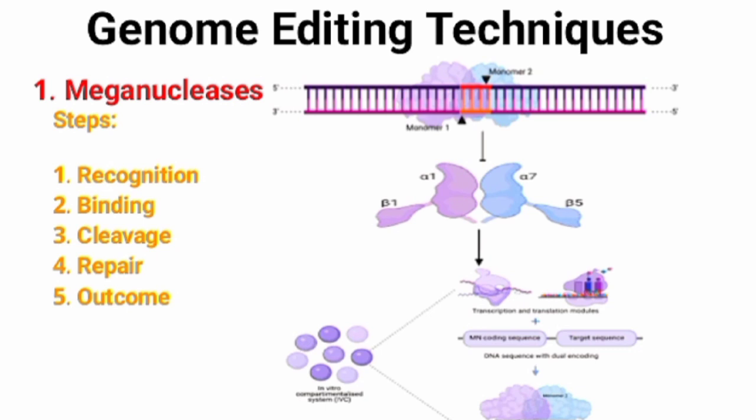Subsequently, the cell's repair mechanism comes into play, either through non-homologous end joining or homology directed repair. Non-homologous end joining can lead to the introduction of mutations at the cleavage site, while homology directed repair allows for precise editing of the DNA sequence by incorporating desired changes. This process enables targeted genome editing, offering immense potential for applications in gene therapy, biotechnology, and basic research.